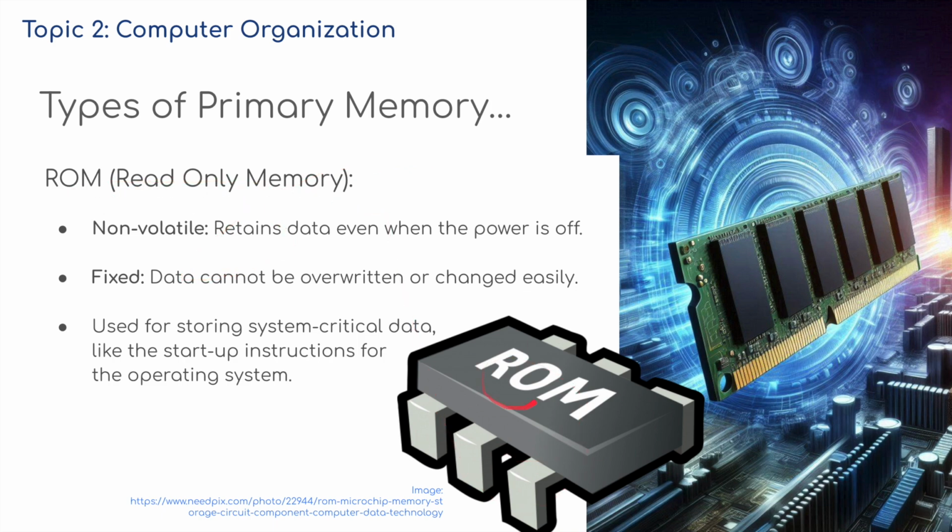The other type of primary memory that we need to learn and understand is ROM, read-only memory. A little example of a ROM chip here. ROM chips are non-volatile. They retain data even when the power is off. So data cannot be overwritten or changed easily. It's fixed. Whatever's on this ROM chip generally remains on this ROM chip. It's used for storing system-critical data, like the startup instructions for the operating system.